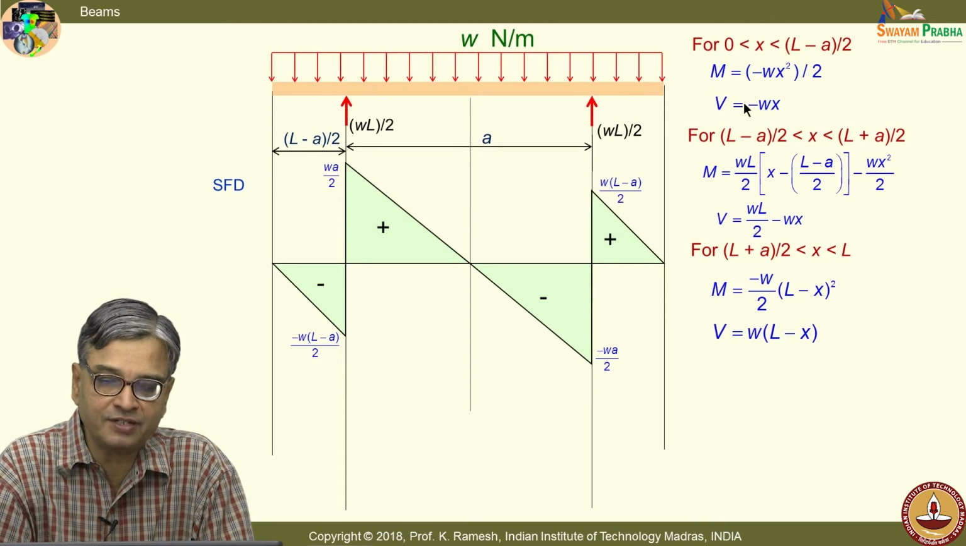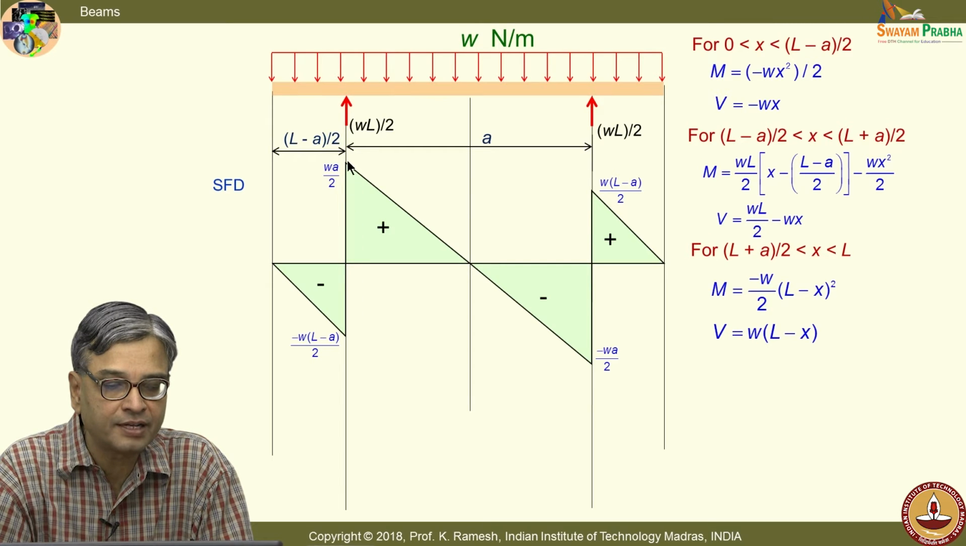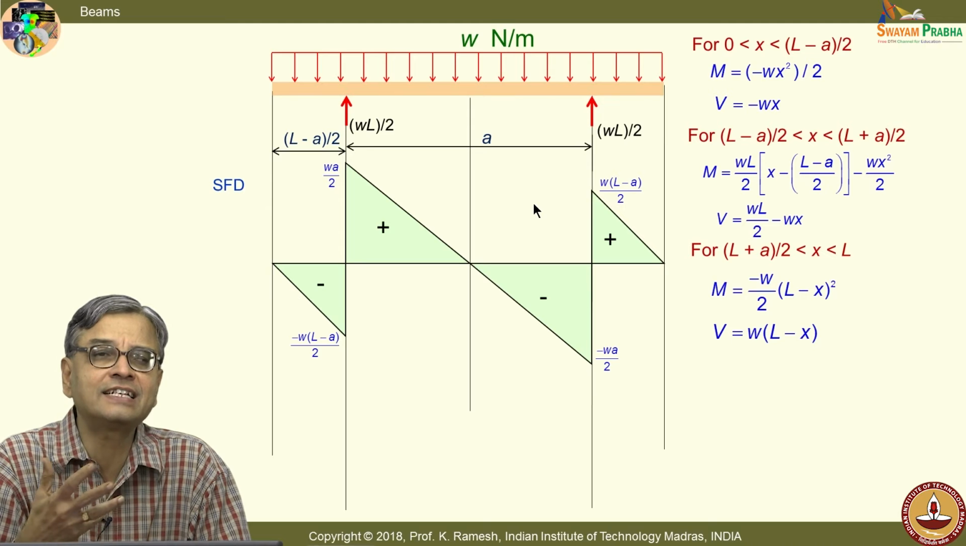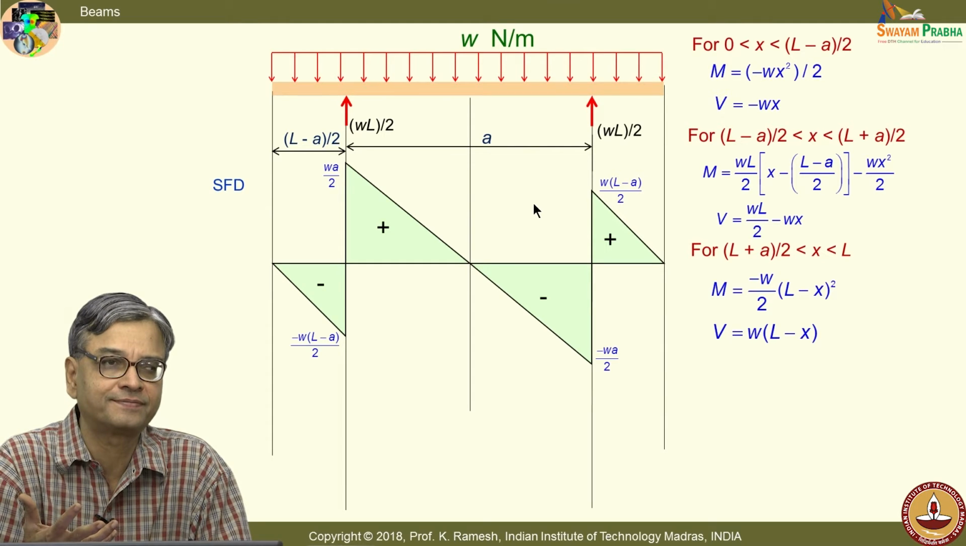So, I have this expression, V equal to minus Wx, and it varies linearly. Once I have an external support, the shear force increases at that point and the total value is equal to WL by 2, and then it drops down, touches 0 at mid span and goes like this and is plotted like this. Please mind you, this is only illustrative, it is a highly exaggerated picture of the shear force variation.